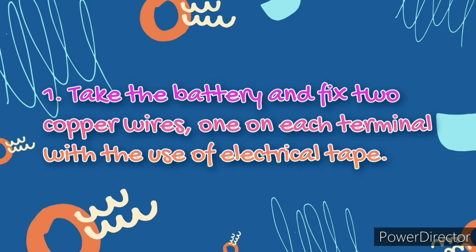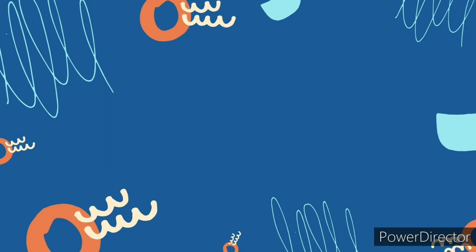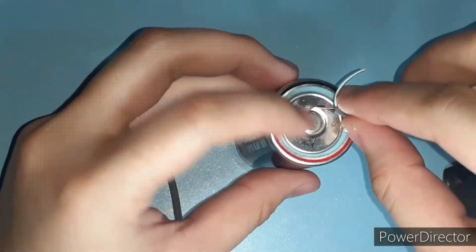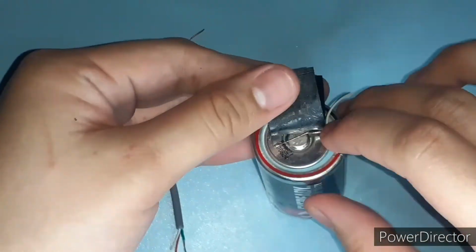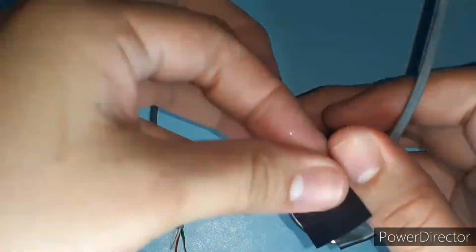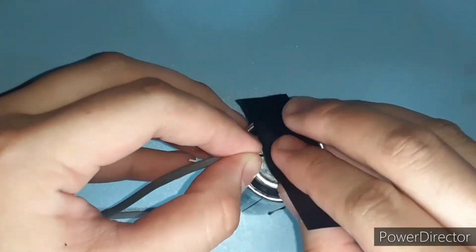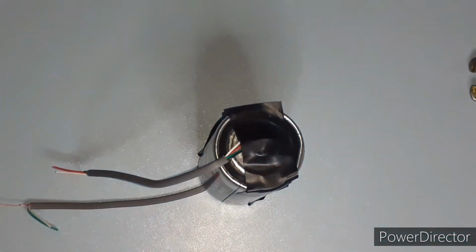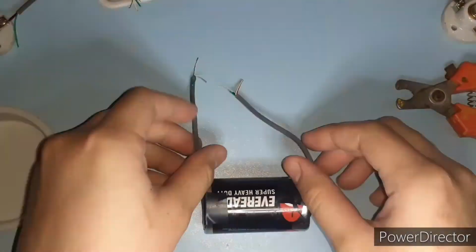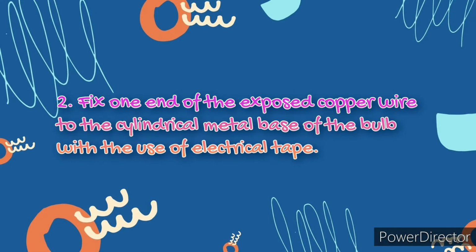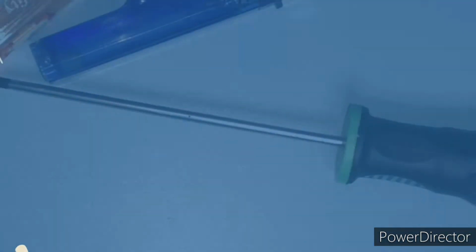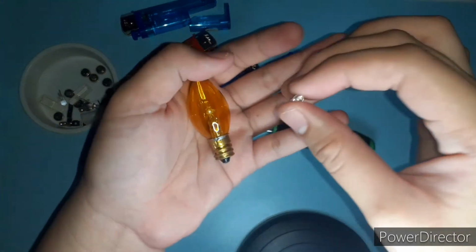Number one, take the battery and fix two copper wires, one on each terminal, with the use of electrical tape. I already cut the wires to expose the coppers and place it on the negative and the positive terminal of the battery and secure it with electrical tape. Number two, fix one end of the exposed copper wire to the cylindrical metal base of the bulb with the use of electrical tape. So this is where you will attach the wires.